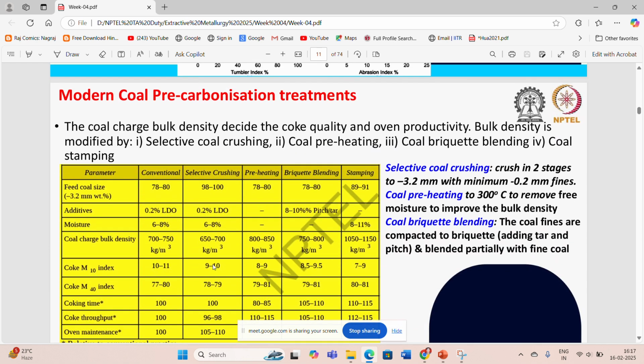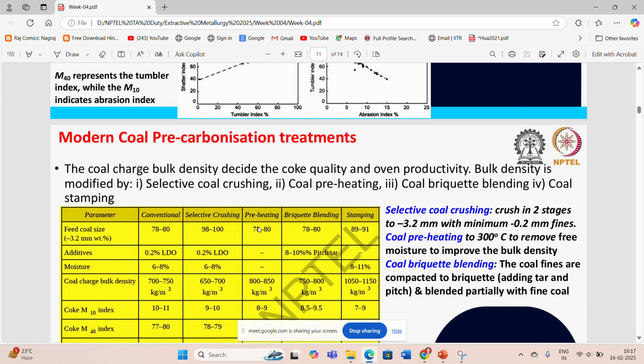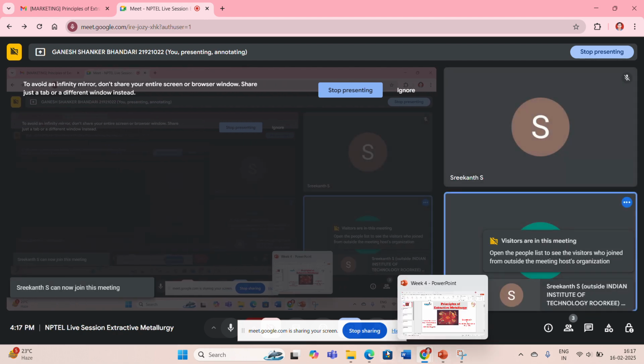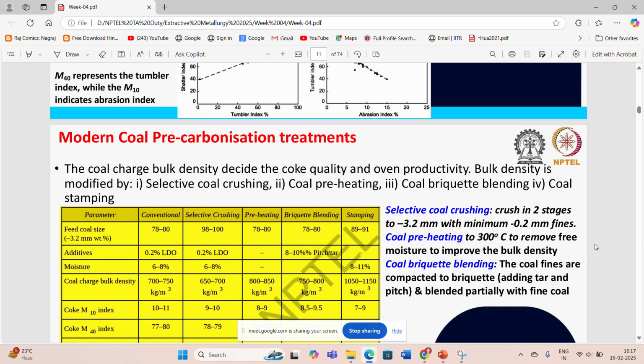Then modern pre-carbonization treatment. The coal charge bulk density decides the coke quality and oven productivity. Bulk density is modified by selective coal crushing, coal preheating, coal briquette blending, or coal stamping. Selective coal crushing is done in two stages, first to -3.2 mm with minimum 0.2 mm fines. Then coal preheating is done up to 300 degrees Celsius before charging the coal inside the coke oven battery.